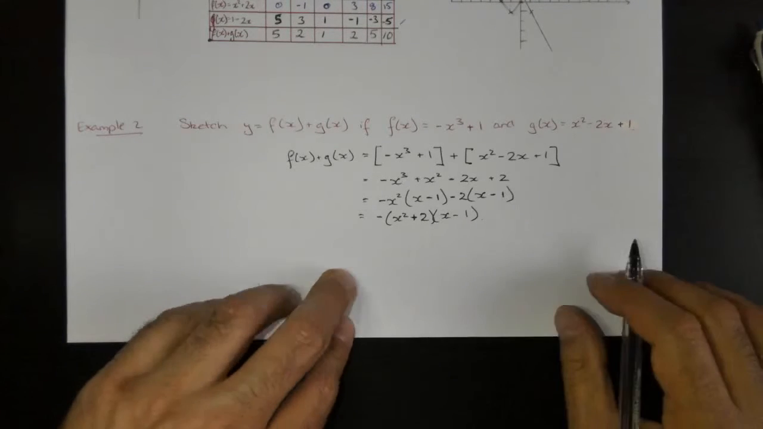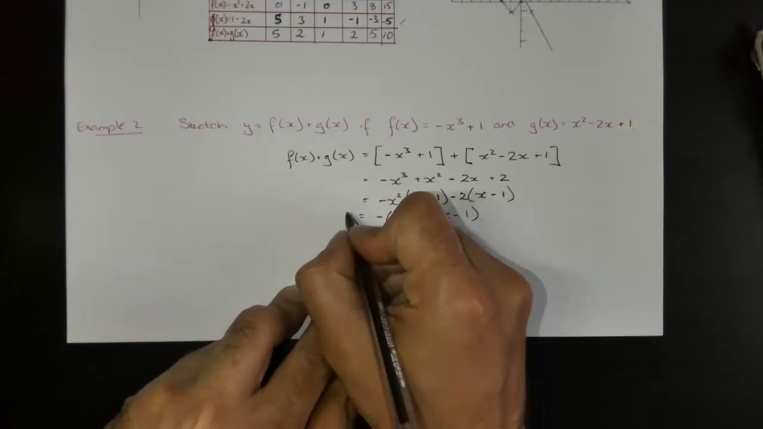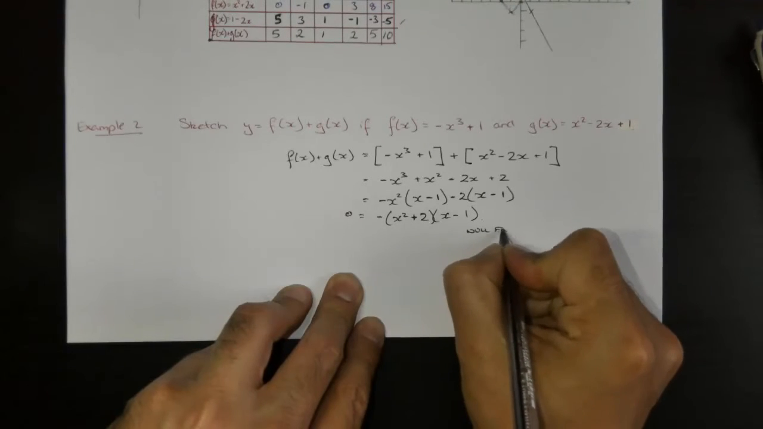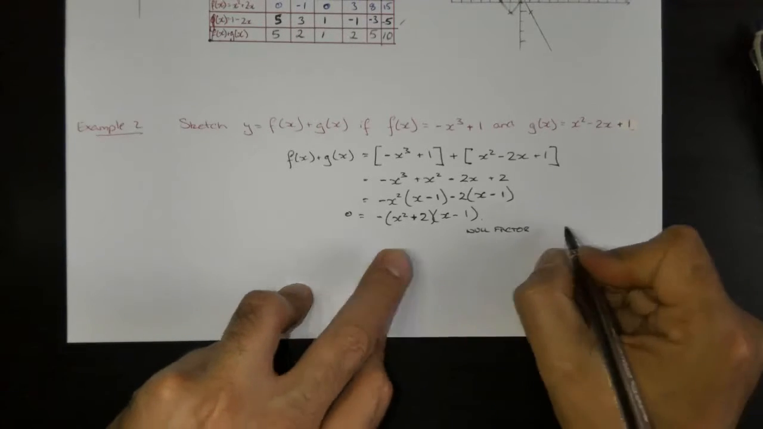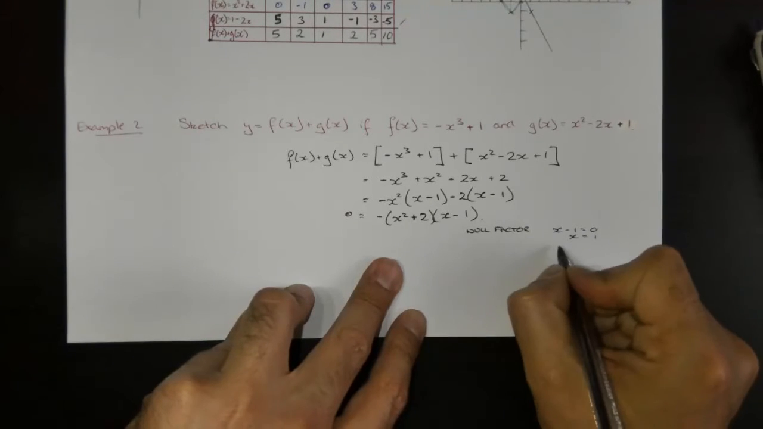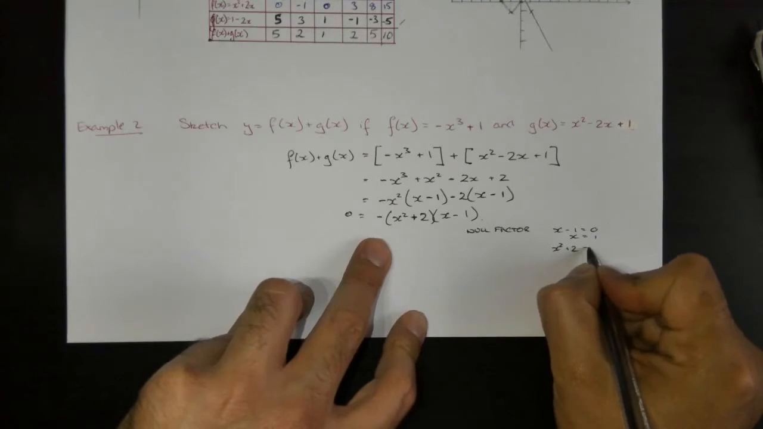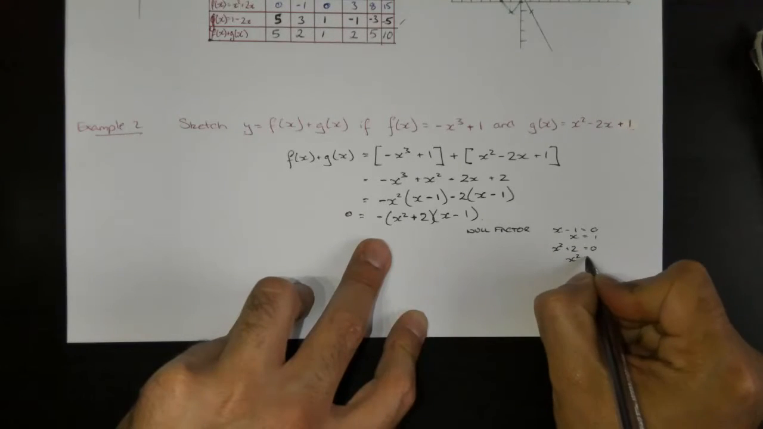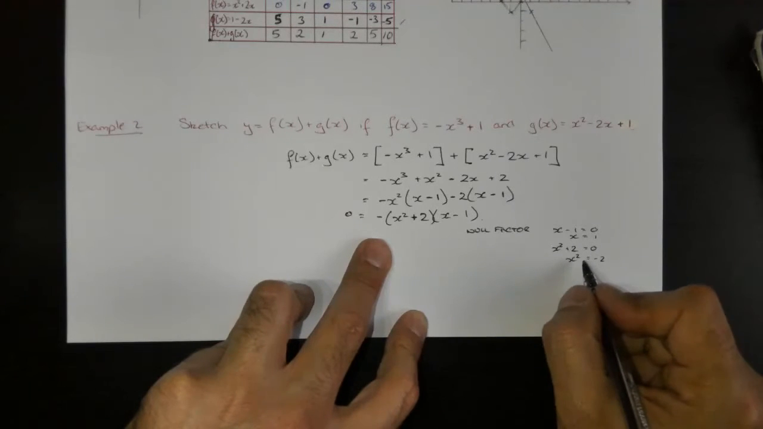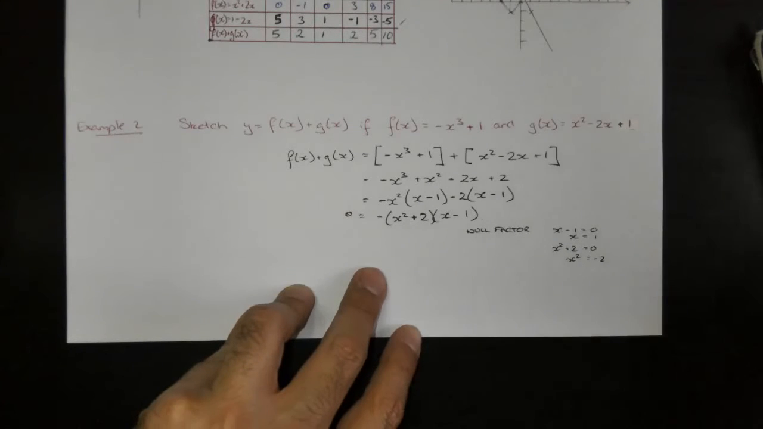Then if I wanted to apply the null factor rule, so this is equal to 0, we've got x minus 1 equals 0, so x has to equal 1, and we've got x squared plus 2 equals 0, x squared equals negative 2, so there are no other roots apart from x equals 1.